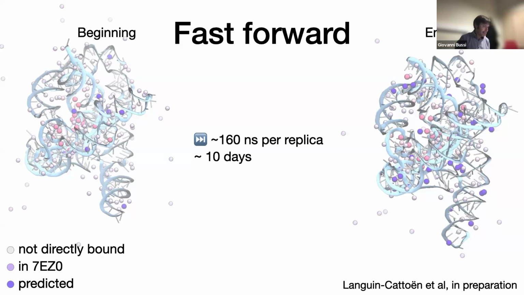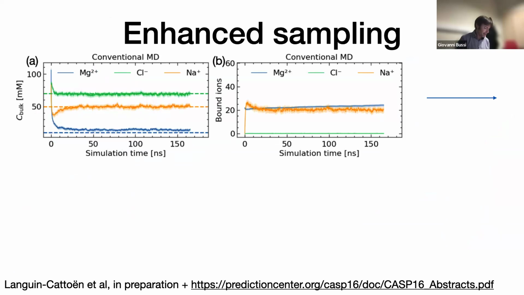So, of course, this is a prediction. It could be good, it could be wrong. The way to assess this, okay, sorry, first, we can try to quantify the amount of enhanced sampling that we have here. If you analyze the conventional MD, without this trick, you can look at the concentration of ions in the bulk. These are the number of ions that are, let's say, far from RNA in the simulation box. And you can see that they equilibrate to a value that corresponds to the horizontal dashed lines.